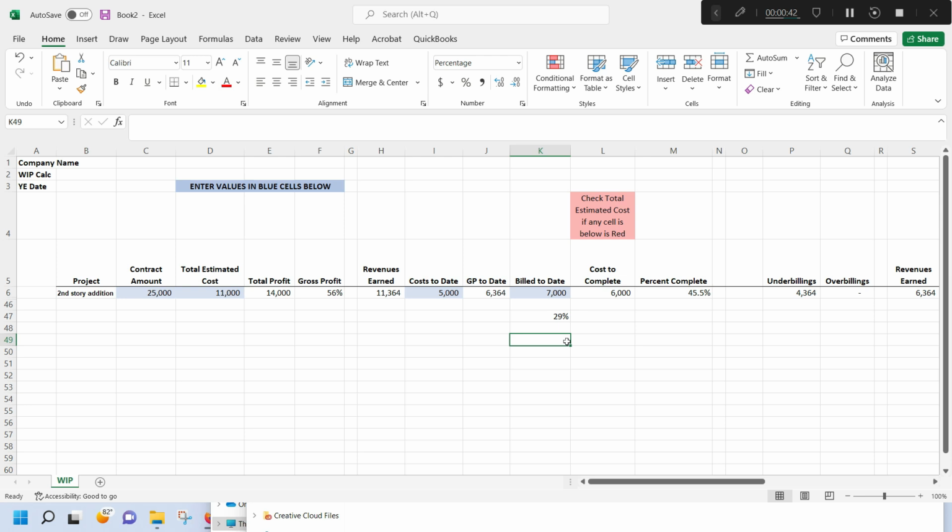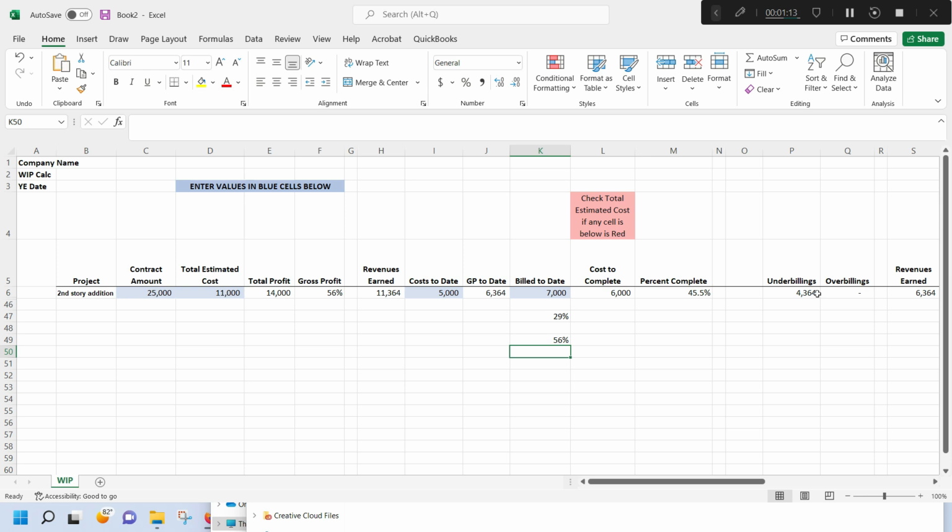It's an asset. So that increases your revenue, which in our case, as we're calculating this, we're going to add 4,364. Then we're going to minus the cost. Then we're going to divide it by the bill to date plus the underbillings again. And what do we get? 56%. So you see, it's the same concept with the underbillings.